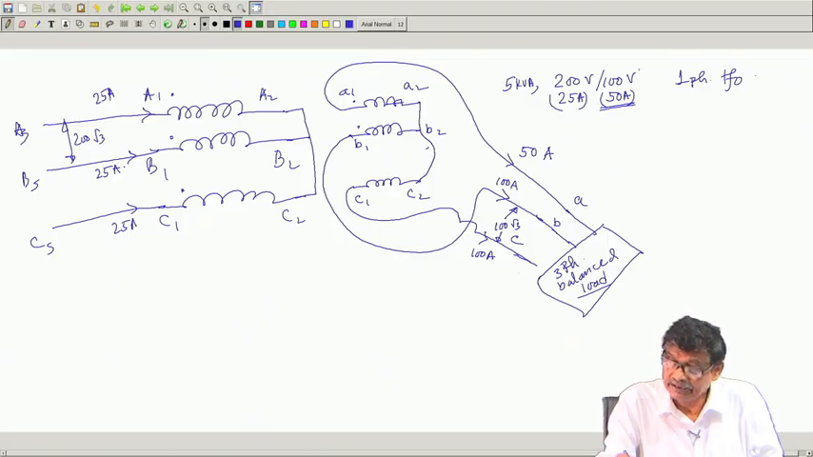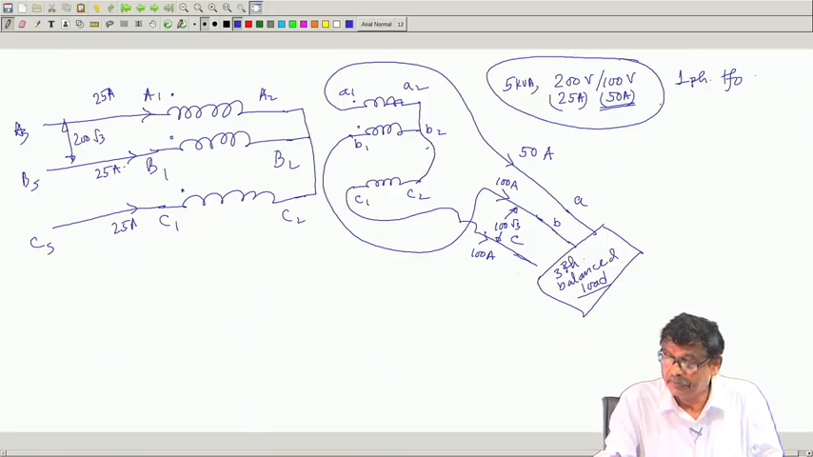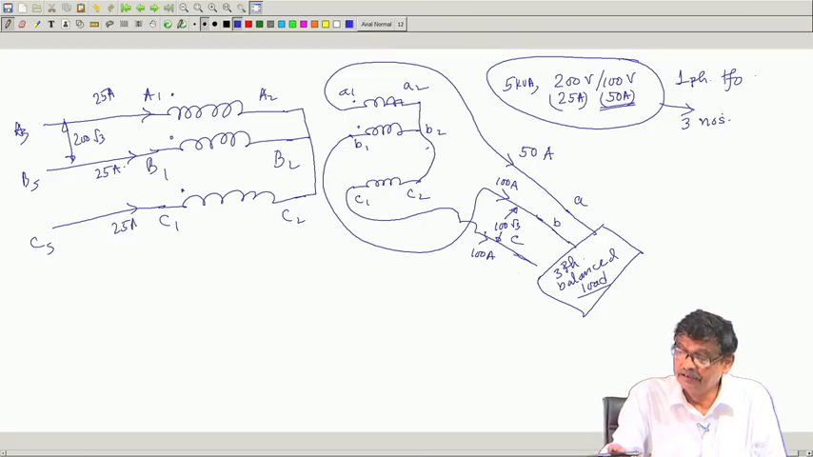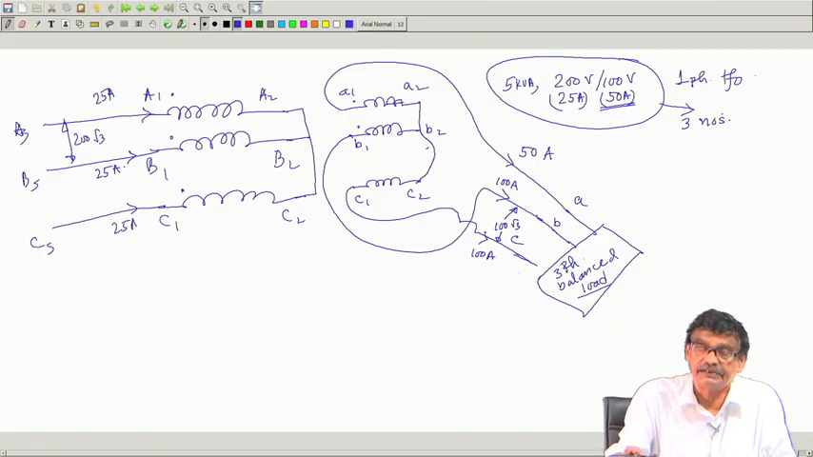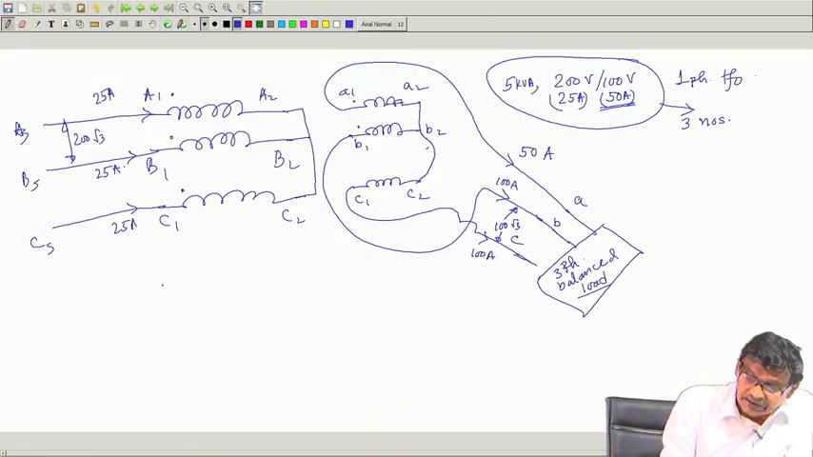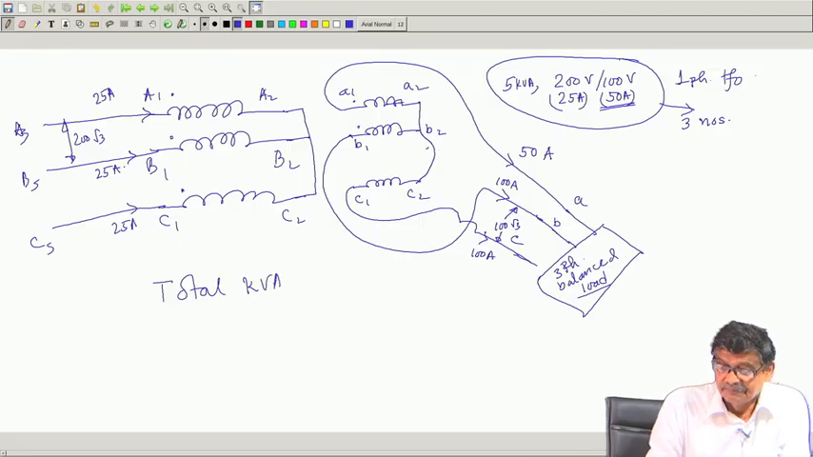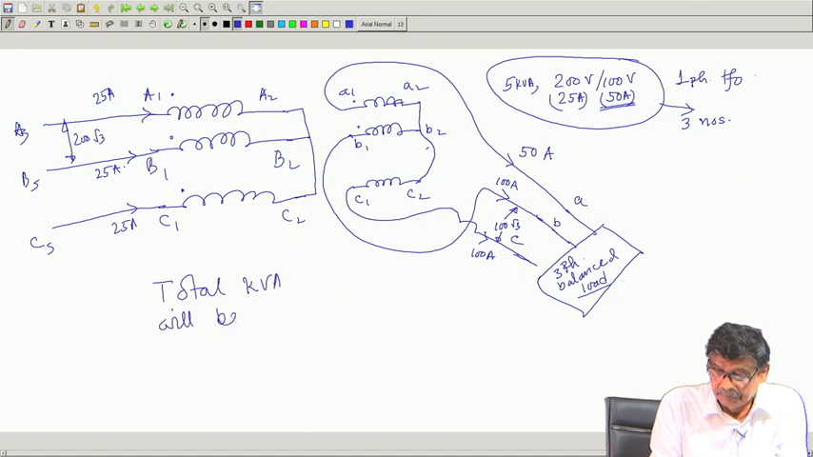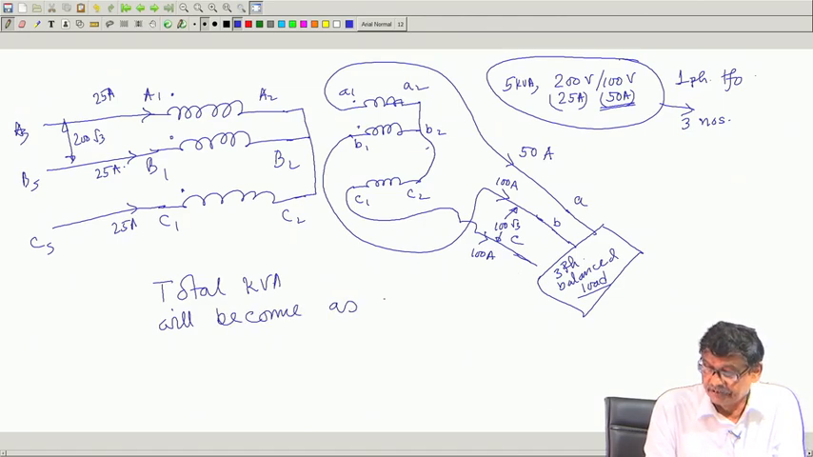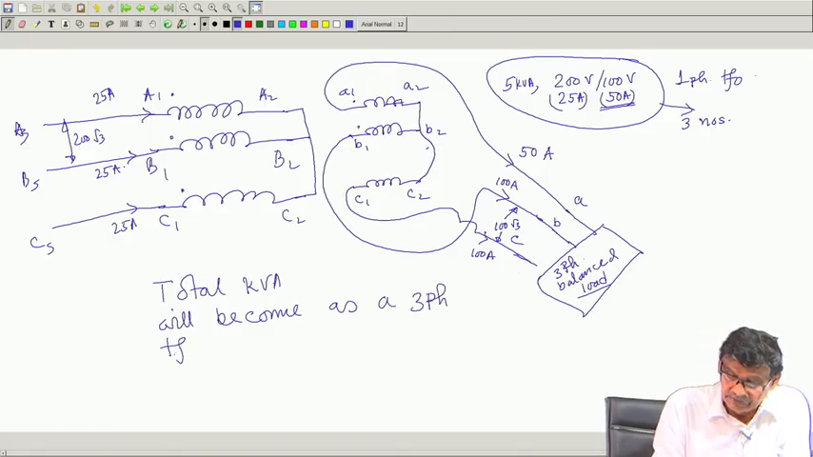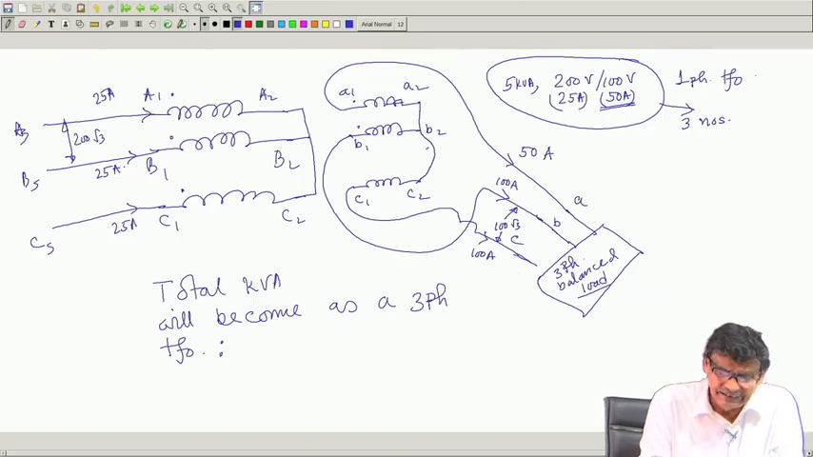So, I have taken 3 numbers of single phase transformer whose rating is this. Now, what is the total KVA as a 3 phase transformer? You can calculate from any side.